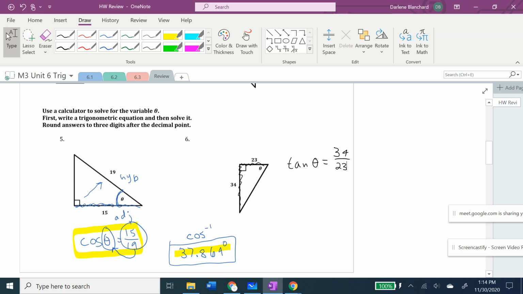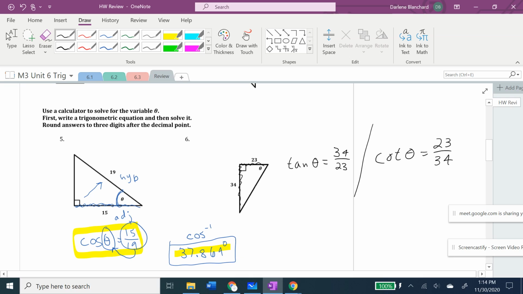So you'll either do this or cotangent equaling 23 over 34. And then what did you get for theta? Yep. 55.9228. You can round up to 3 if you like. Degrees.